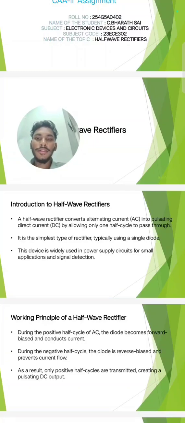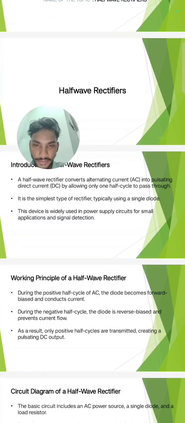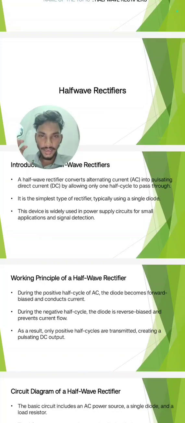There are two types of rectifiers: we have full-wave rectifiers, but now it's all about half-wave rectifiers. So, the working principle of half-wave rectifiers. It uses only one diode, as I already mentioned before introducing the half-wave rectifier. It uses only one diode connected to an AC source and a load resistor RL.